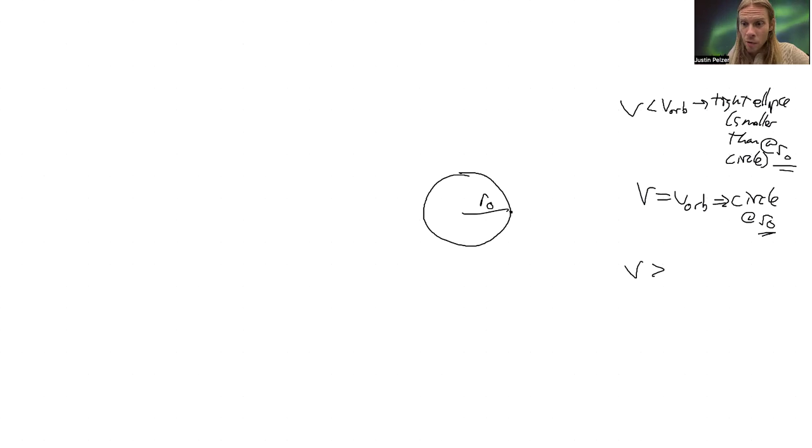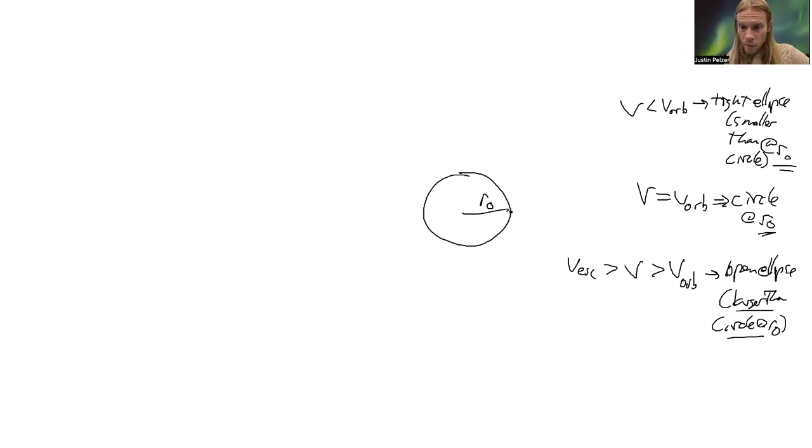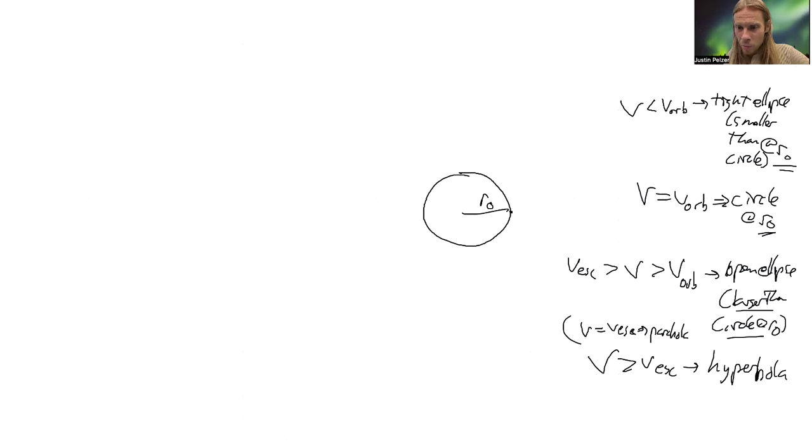I hope it does. V greater than V orbit, but less than V escape, we get a more open ellipse, larger than circle at R naught. And obviously, if V is greater than V escape, it escapes, but it does what's called a hyperbola. And what's interesting as a side note is if V equals V escape, it also escapes, remember, and it's a parabola. So be careful. I kind of want to hide this one because this parabola is different than the parabola you're used to. The point is the parabola we're used to in physics 1 doesn't actually exist.